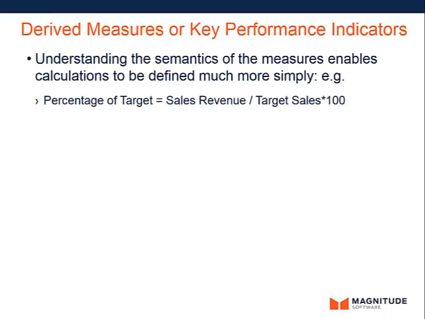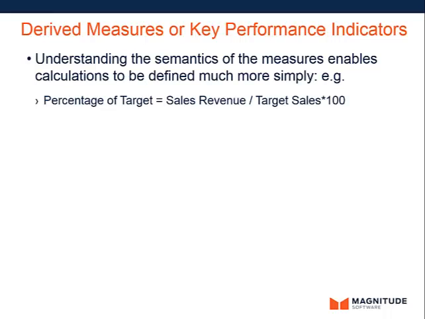I want to talk a little bit more about measures because they're really important, particularly derived measures or key performance indicators. Understanding the semantics of these measures enables you to make calculations much, much more simply. So, for example, we might have a measure which is the percentage sales of our target, and it's defined as sales revenue divided by target sales multiplied by 100.